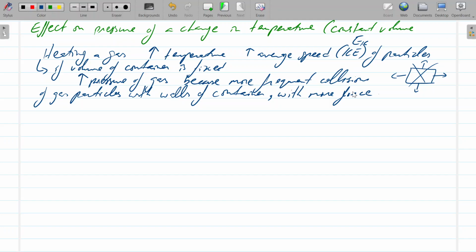Now, let's talk about the effect on pressure of a change in volume.